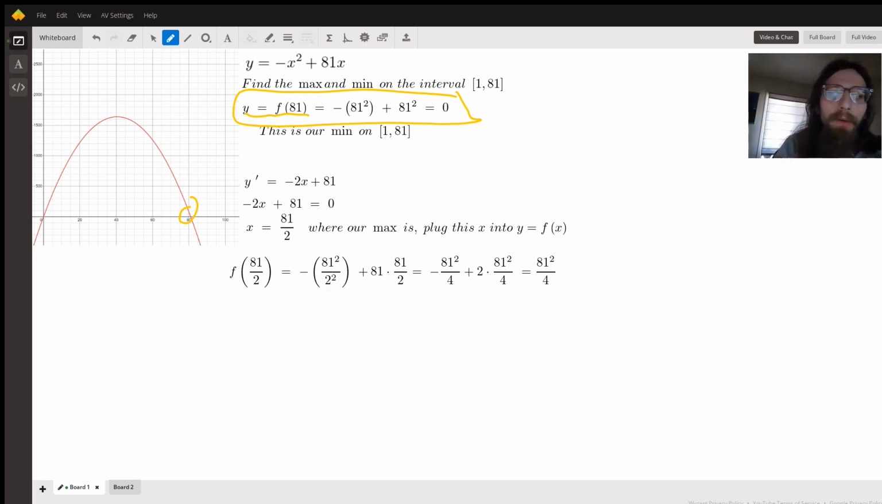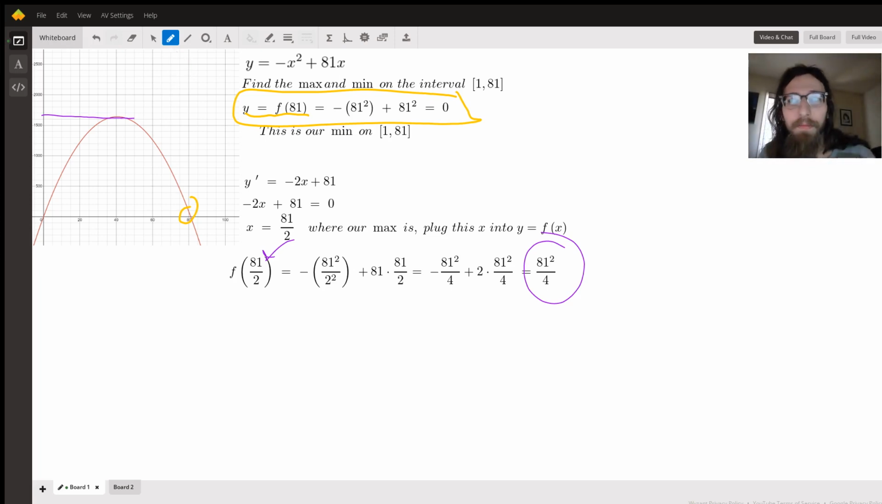We take that value here and we plug it in to this guy. And once you do that, you're going to get this number, which is very large, and approximately equals the top of that.